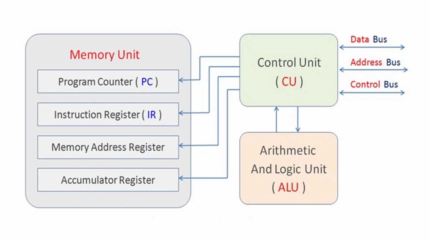This diagram represents how different registers are connected to the CPU and to the arithmetic and logic unit, along with the data bus, address bus, and control bus.